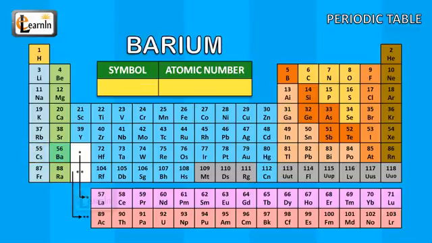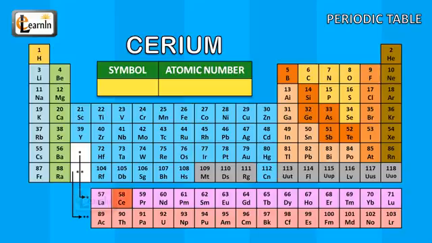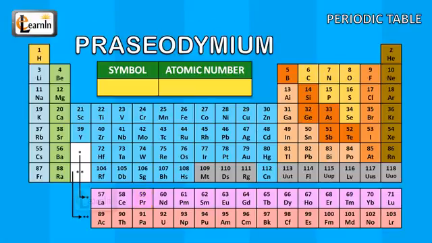The element barium is represented as Ba and has an atomic number of 56. The element lanthanum is represented as La and has an atomic number of 57. The element cerium is represented as Ce and has an atomic number of 58. The element praseodymium is represented as Pr and has an atomic number of 59.